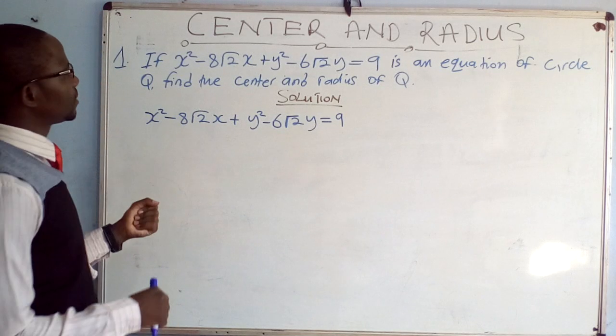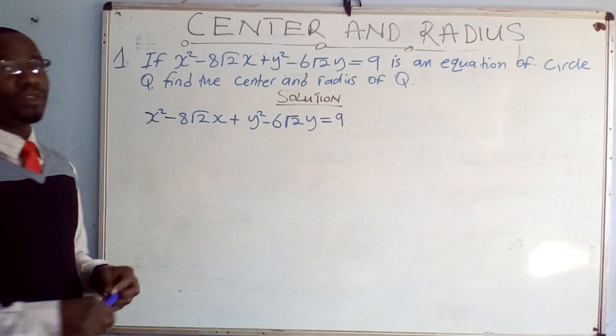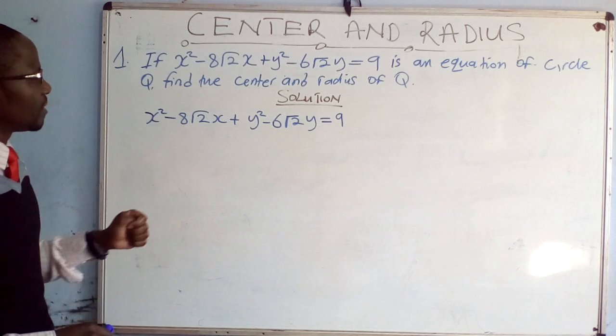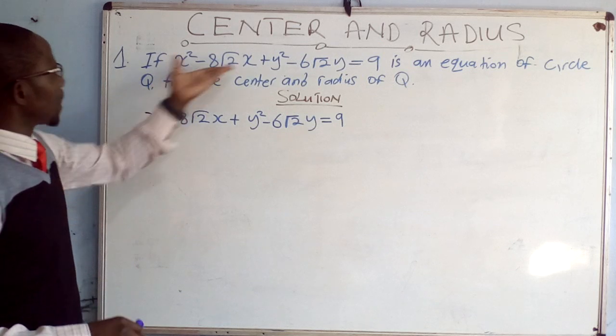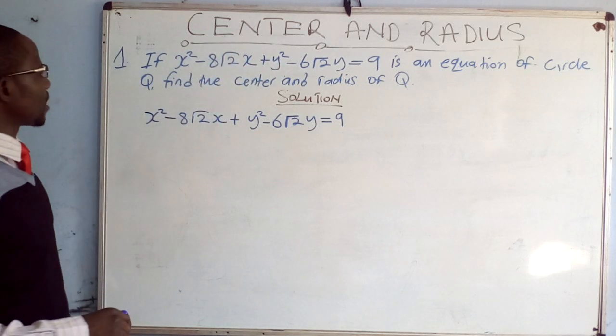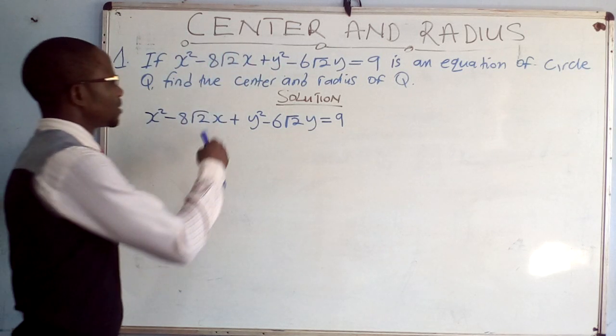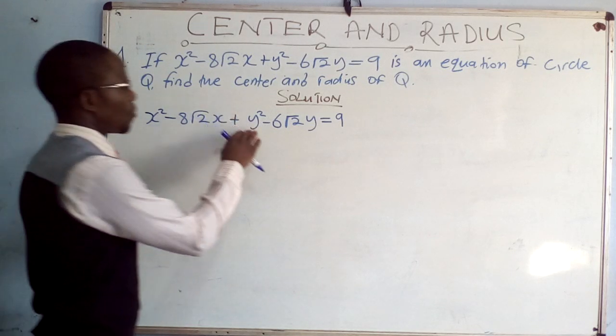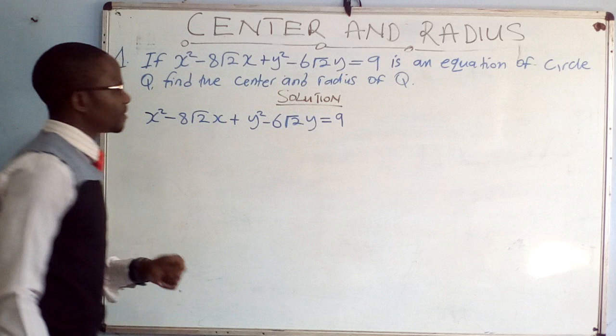When finding the radius and the center of the circle, we use the completing the square method. So, using this same equation here, we have already collected the like terms, the way they're supposed to be in terms of x, x, y, y, and then that is 9.